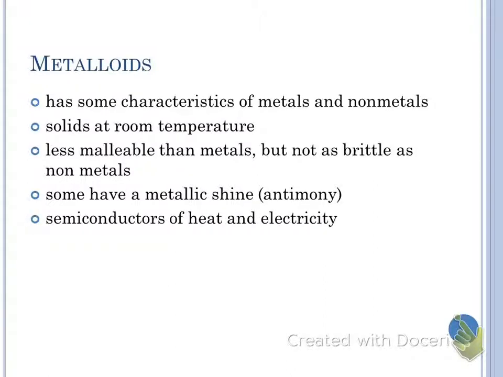Okay, some of them have a metallic shine. Some of them like to shine like that. Antimony is a good example of that. Antimony has the symbol Sb. Okay, so it fits right along that zigzag line, but it's labeled Sb. Okay, so antimony is one of those in particular that is a little shiny, even though it's a metalloid.